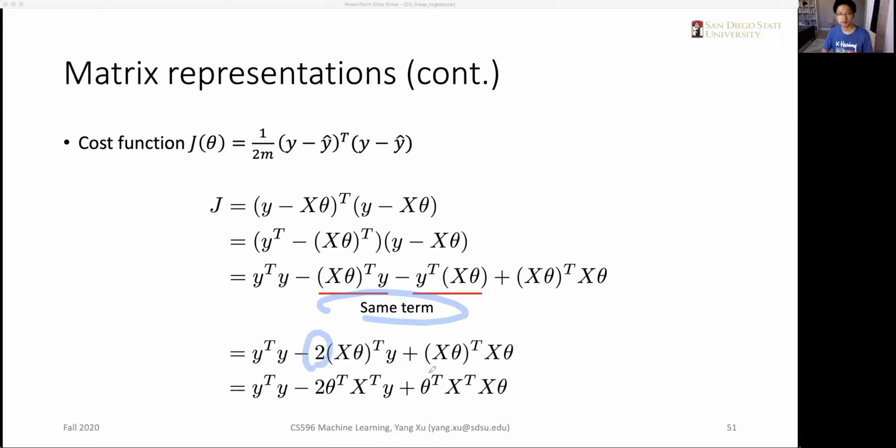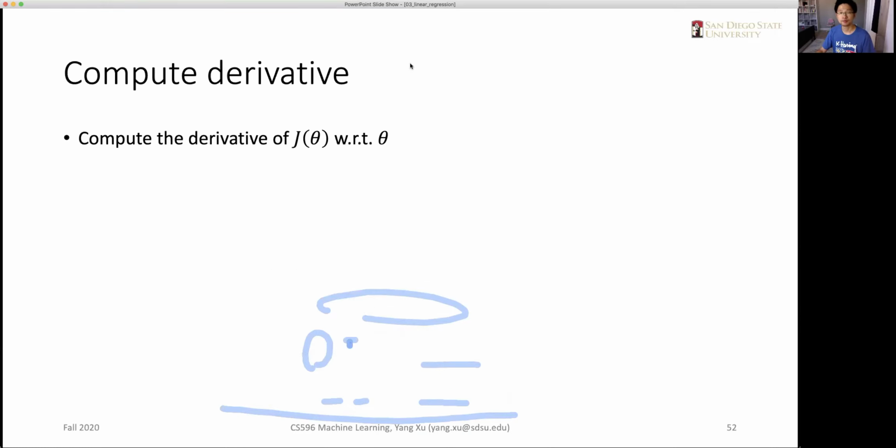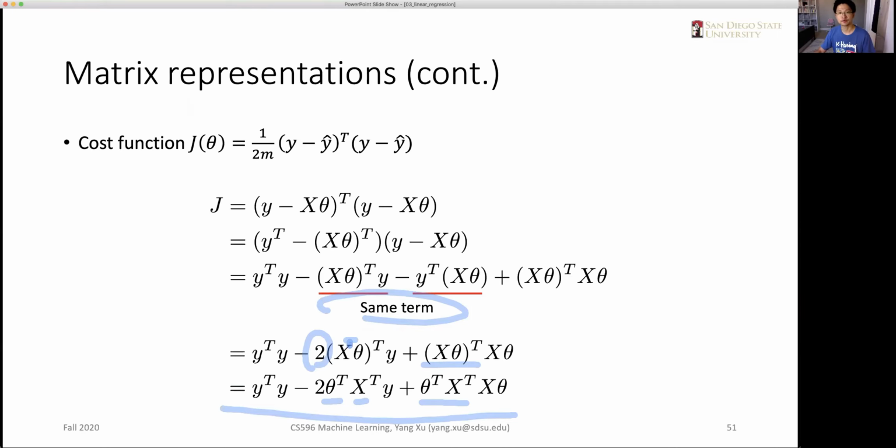We also make the transpose symbols go into each term, into the products, by applying the rule of transpose. We need to switch around the theta and x, and same here, theta transpose and x transpose. So this is a very typical quadratic-like function with respect to theta, but used in the matrix form.